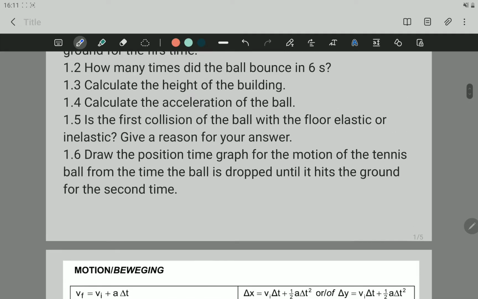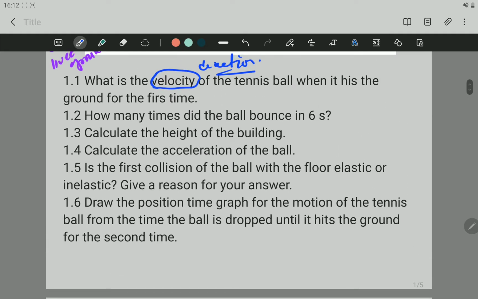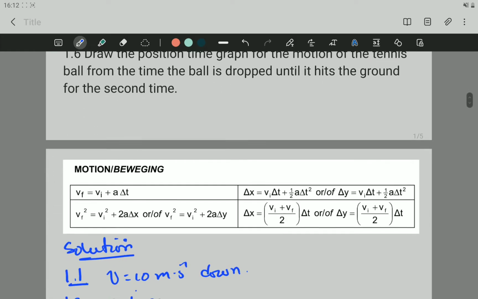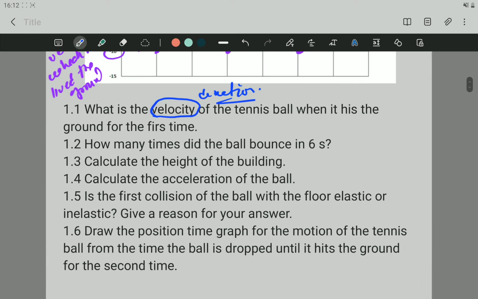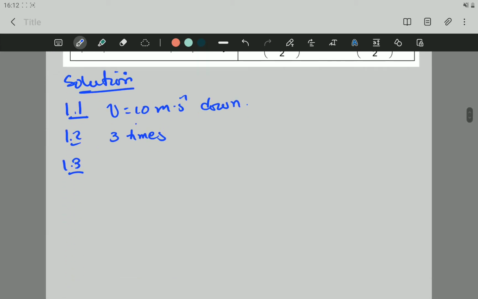Let's go to 1.3. Question 1.3 says, calculate the height of the building. And if you go to question 1.4, they say calculate the acceleration of the ball. Therefore, we cannot assume that the acceleration is going to be 9.8 for this question, because they're asking us to calculate it. So that data is out of the list. Going back to question 1.3, they say calculate the height of the building. How high was the building from which the ball was dropped? Now, there are two options to do this question.